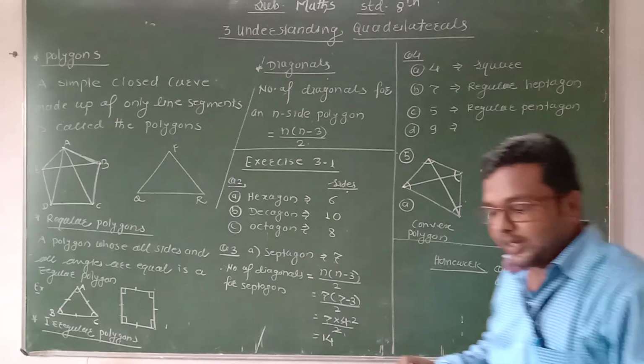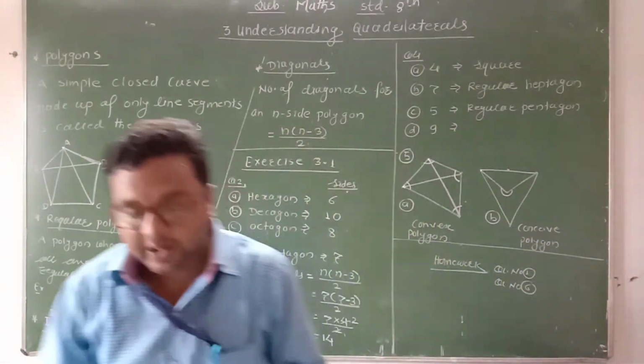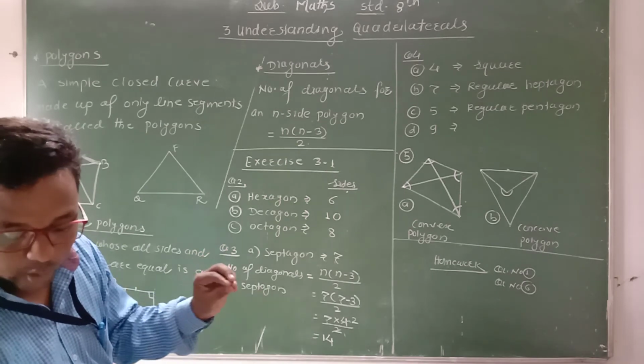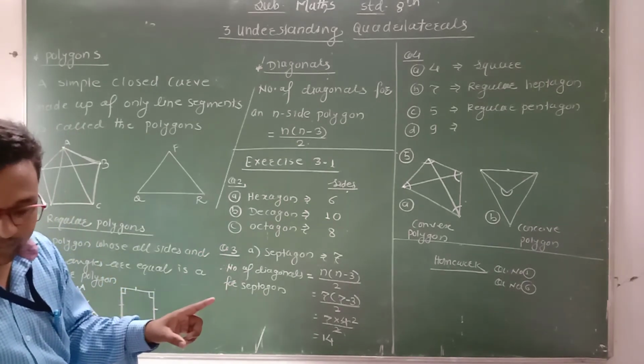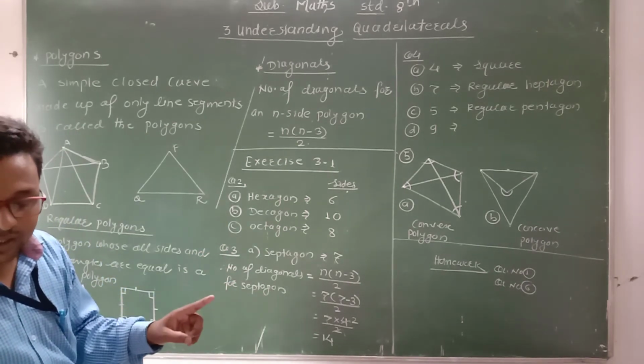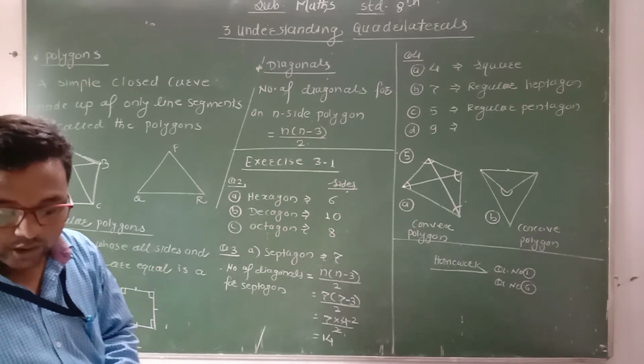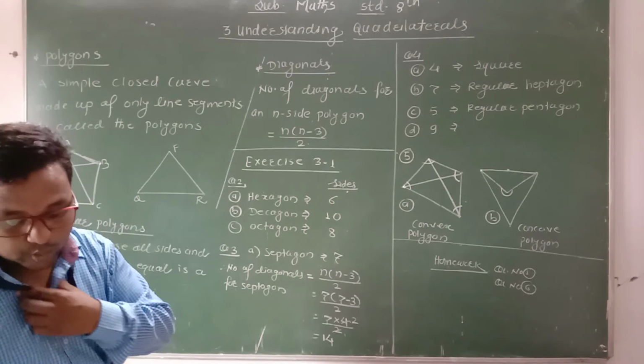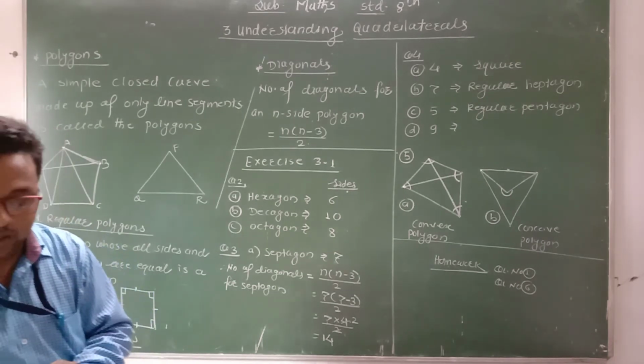Clear? I hope you understand what is a convex polygon and what is a concave polygon. See the examples given in your book. This is the convex polygon. And what about example D? This is the concave polygon. In this way you have to complete question number 5.